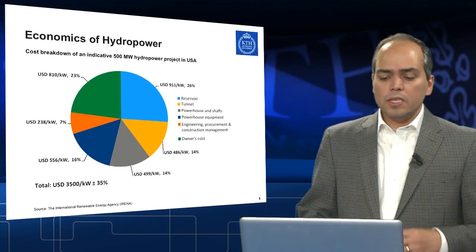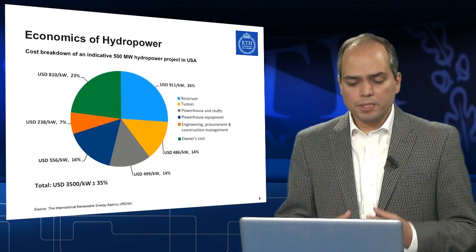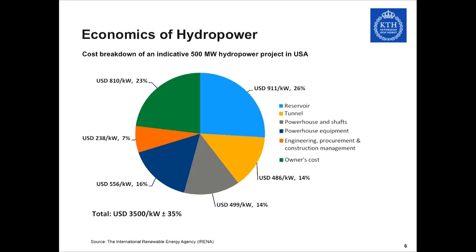So if we take a look at the share of different items in the cost of a hydropower plant, here is an example from a 500 megawatt hydropower project in the USA. So you could see that the civil works, this is for the reservoir and the tunnel work. The gray area here is the powerhouse and the shaft itself. And then this one is the equipment, the powerhouse equipment, including the turbine and generator itself.